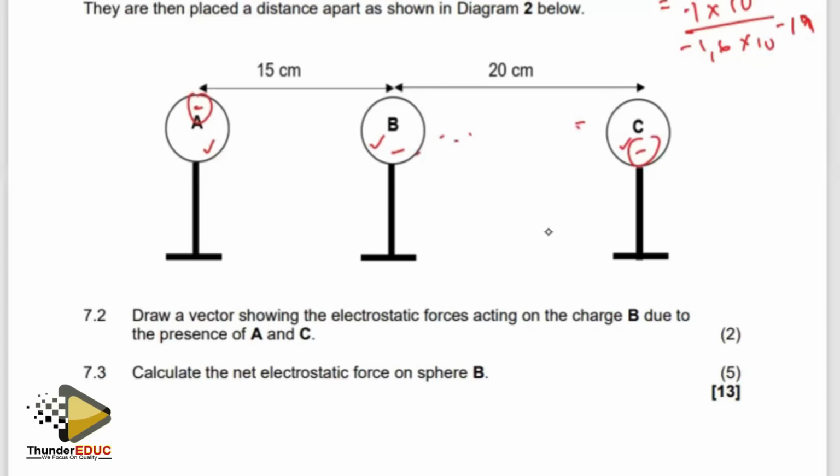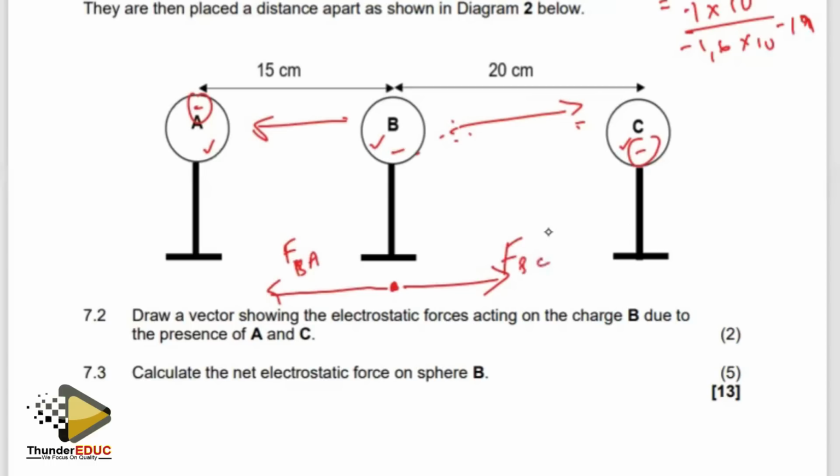Okay. So the forces will be in that direction, that direction. Then the same thing happens here, repulsion and then repulsion. So our vector diagram is going to be this, then that, the force of B as a result of A, the force of B as a result of C. So this will be our vector diagram.